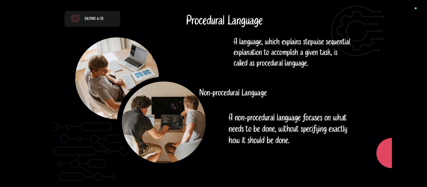Meaning to say, from the name itself, procedural, it follows a procedure or steps in order to accomplish a given task. While the non-procedural language focuses on what needs to be done without specifying exactly how it should be done. So it does not follow steps or procedures, as long as it finishes its task. You could call it a shortcut case, as long as the task gets done, it does not matter which steps it follows.